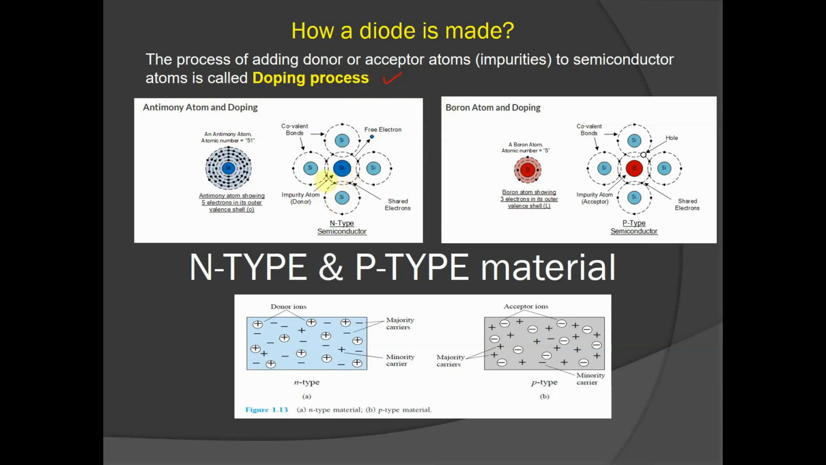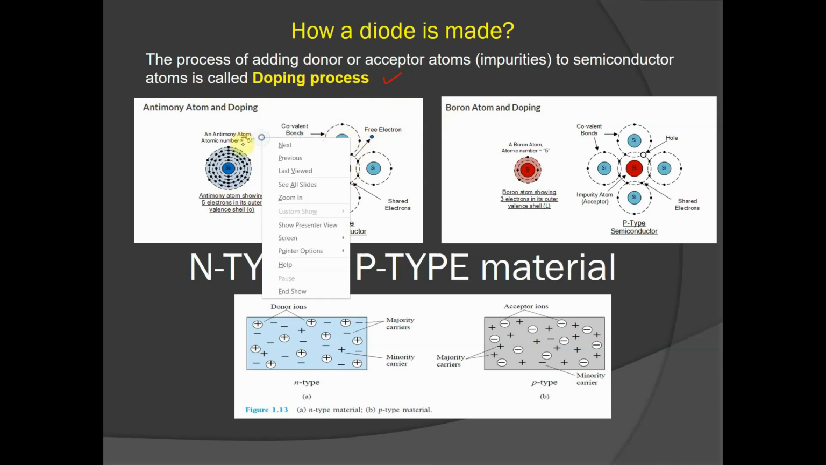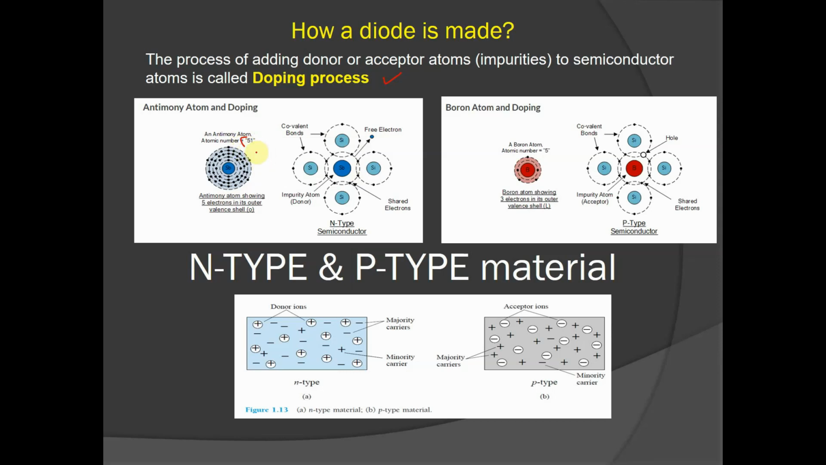As you can see here, these are the silicons, and antimony has been added. The characteristic of antimony is that it has an atomic number of 51, and it will share some electrons when added together. So on this part we are making an n-type material.